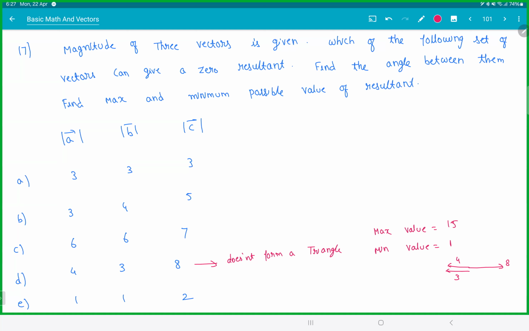Whenever you want the minimum value, that's what you do. You take the strongest one, put it in one direction, and the other two weak ones in the other direction. That will give you the minimum possible value. So D doesn't form a triangle. Maximum is 15 and minimum is 1. What about E?